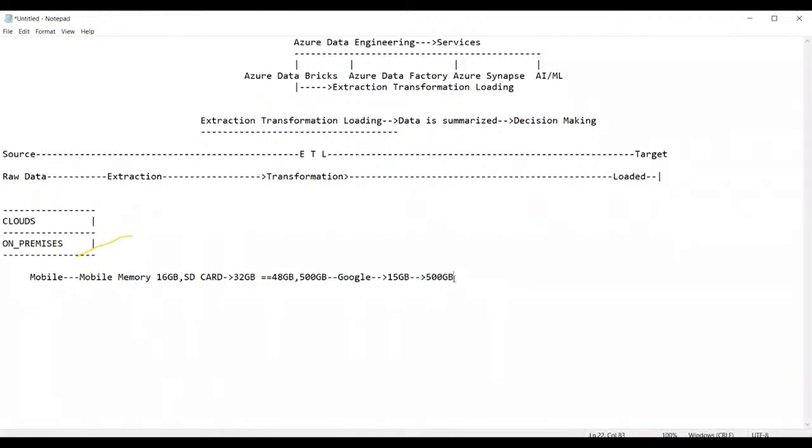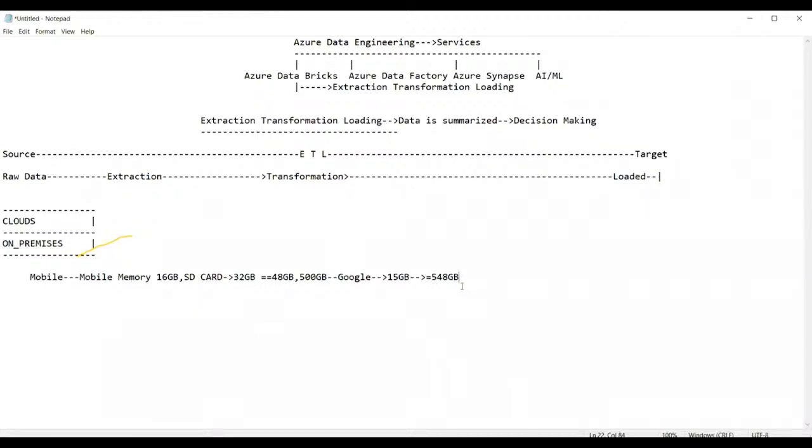Now, guys, I bought it. Everything is done. Totally, what is the amount of memory I have? 548 GB of memory. That means 48 GB in my mobile phone and 500 GB on my Google Drive.